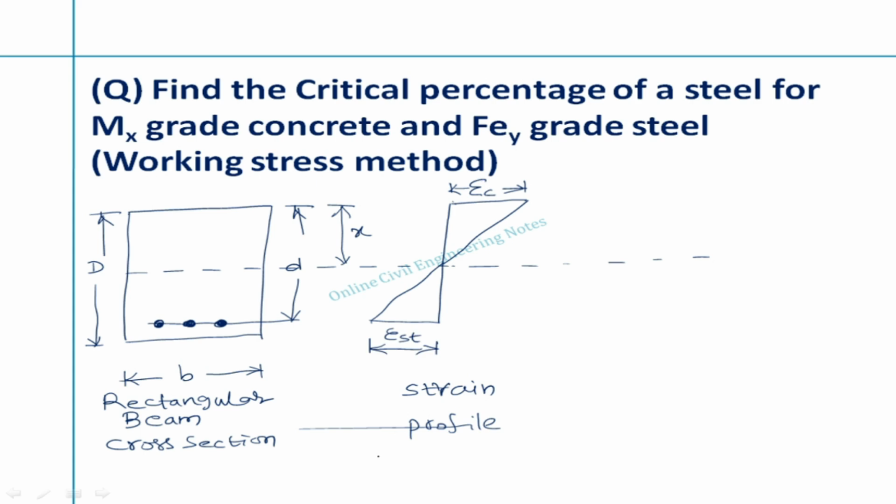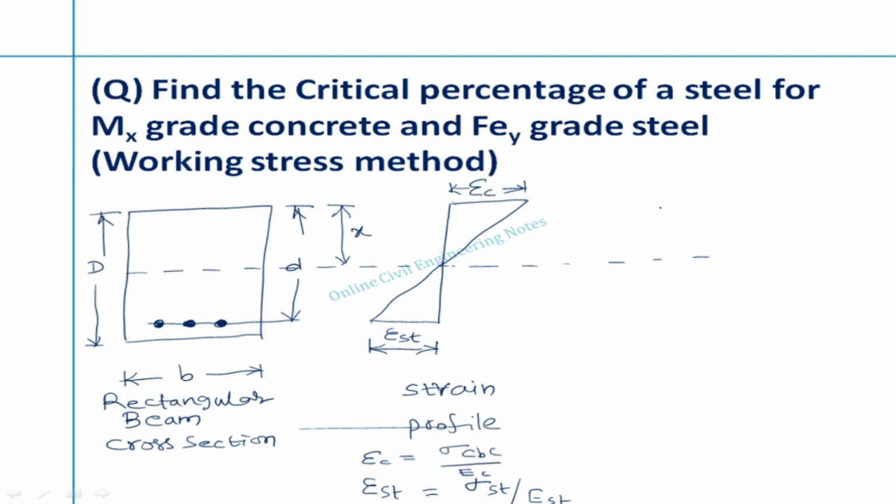Strain in concrete is equal to sigma CBC by EC, where sigma CBC is the permissible compressive stress in the concrete due to bending, and EC is the Young's modulus of concrete. Strain in steel is equal to sigma ST by EST, where sigma ST is the permissible tensile stress in steel, and EST is the Young's modulus of steel.